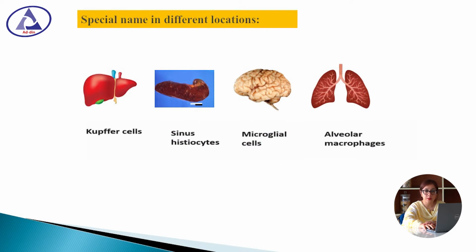There are special names for macrophages in different locations, like in the liver it is known as Kupffer cell, in the spleen it is sinus histiocytes, in the brain it is known as microglial cells, and in the lung it is known as alveolar macrophages.